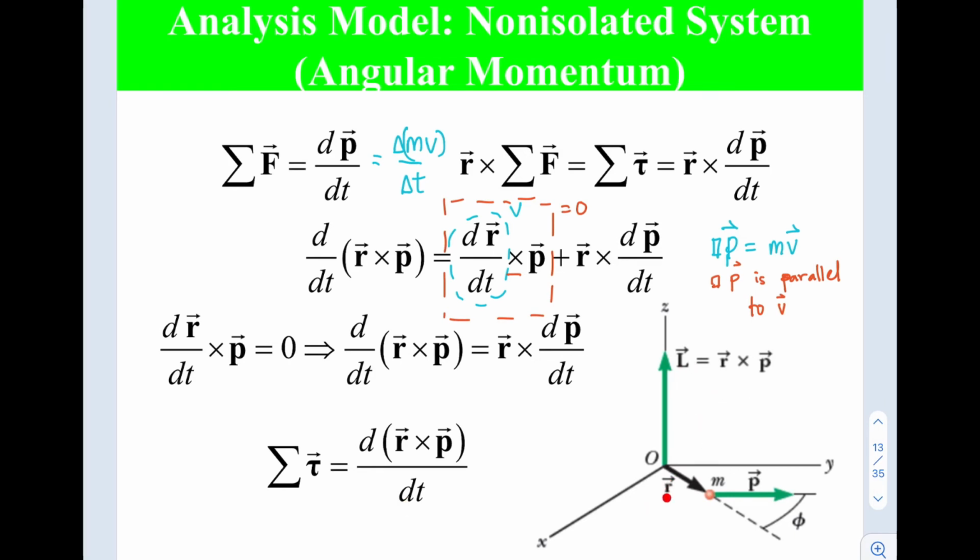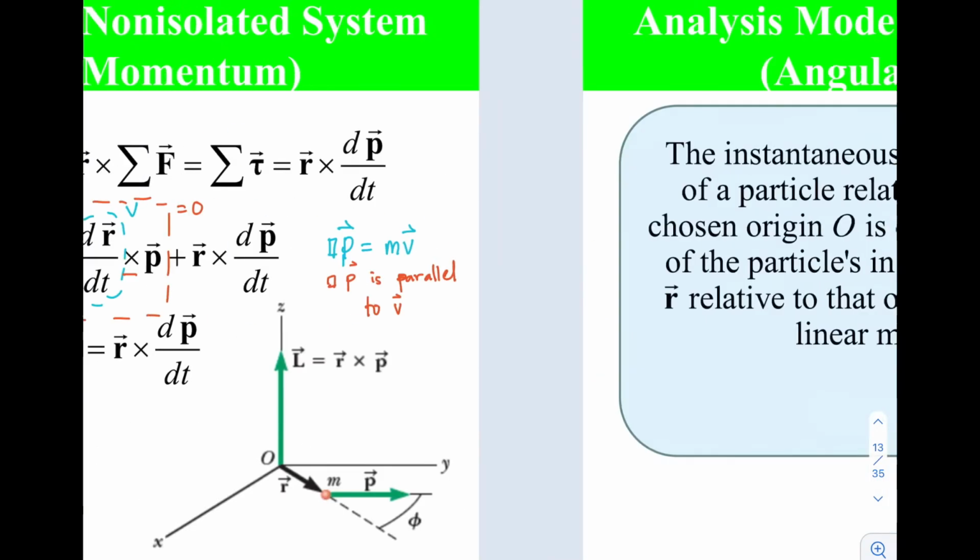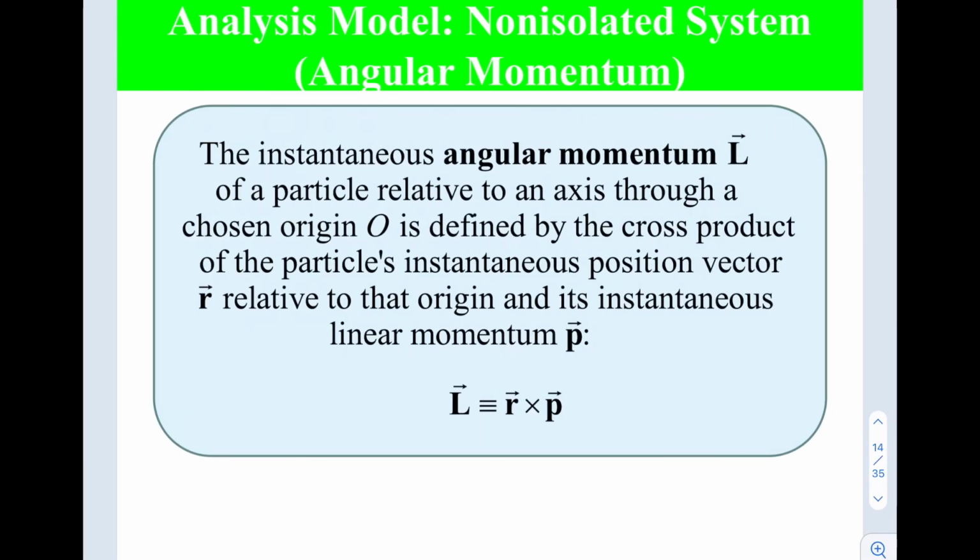cross P over dt. Right, so in terms of sketching, this is where we can visualize our R and P, the momentum of the object. And phi here is the angle between the R and the P, and the angular momentum, or the change in torque just now, is equivalent to R cross P. So let's take a look at this in detail.